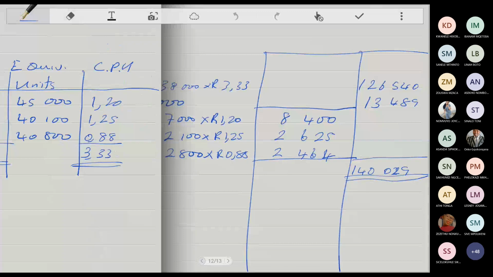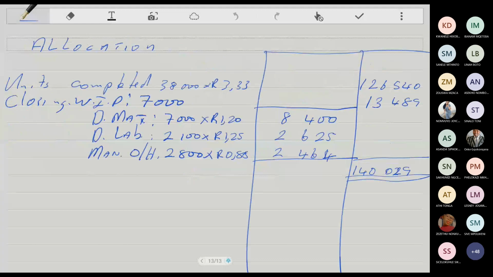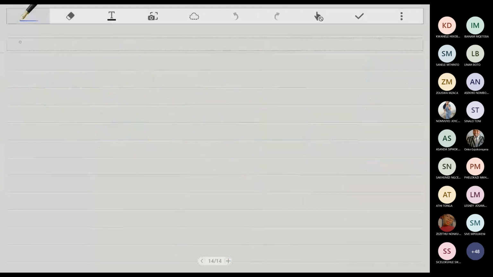So that's how you do the reporting if we're using the weighted average method. I hope that one is clear. So without wasting our time, let's move on, guys, to the next part of our question.